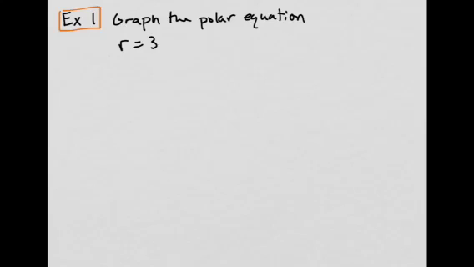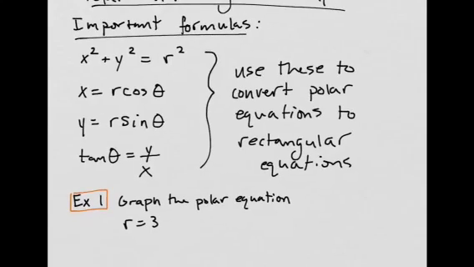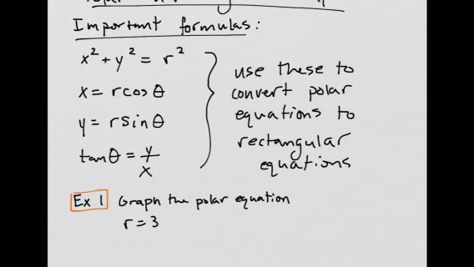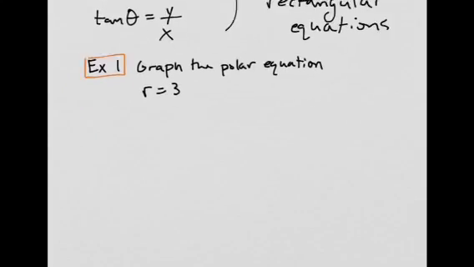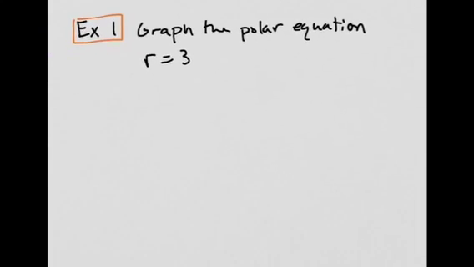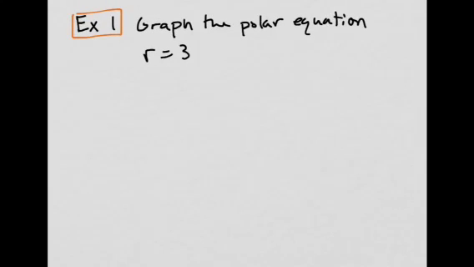In example 1, it says graph the polar equation r equals 3. Now that's a little bit weird. I don't know what to do for that. Actually, I do. Here we have a couple things involving r. We have x equals r cosine theta, y equals r sine theta, and we also have this formula. If I square both sides, I should still have something that's the same. The equal sign will be okay, and you'll see why I'm squaring both sides in a minute.